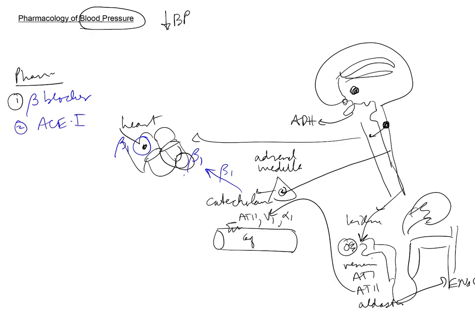And ACE inhibitors are going to block right here the conversion of angiotensin 1 to angiotensin 2. Third of our major drugs is going to be our angiotensin 2 receptor blockers. And that's going to be at the level of the GQ here, which is going to prevent the increase in our total peripheral resistance from the GQ type receptor on blood vessels.